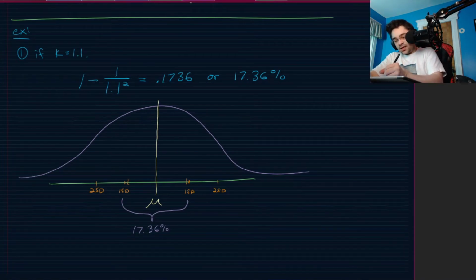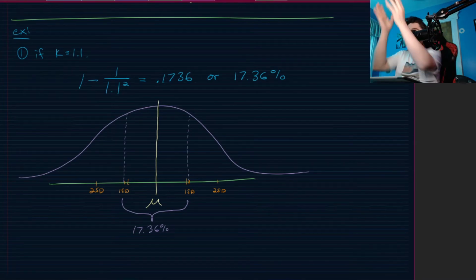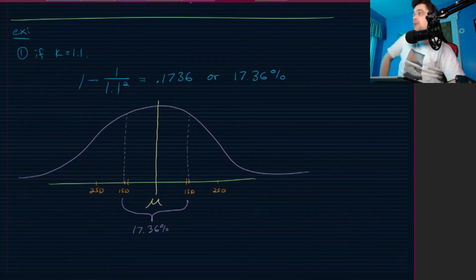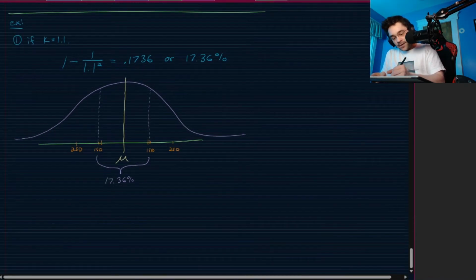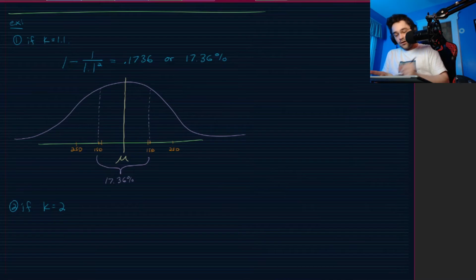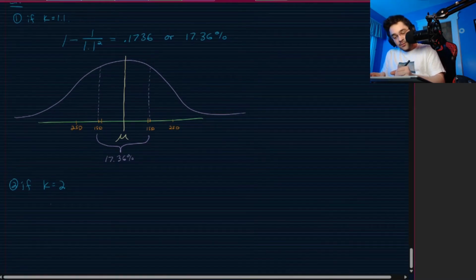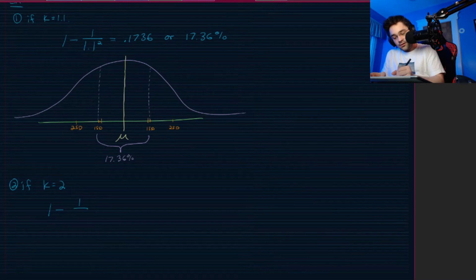So essentially, at minimum, 17.36% of the data will fall between these two spots. Okay, let's try a different K. How about 2? Because that's a normal number of standard deviations to look away from the mean. So what do we end up getting for the percentage of values that fall within 2 standard deviations?